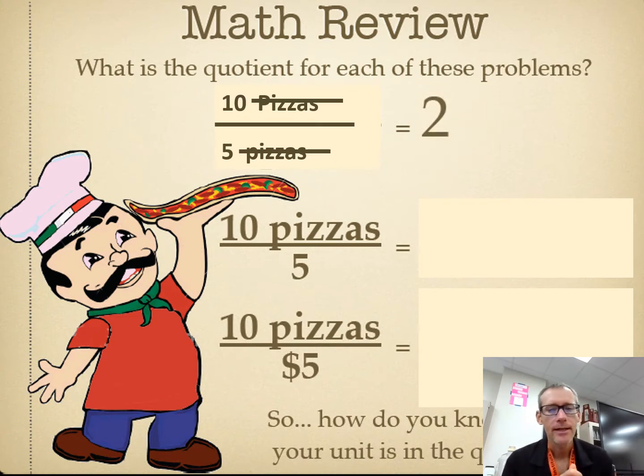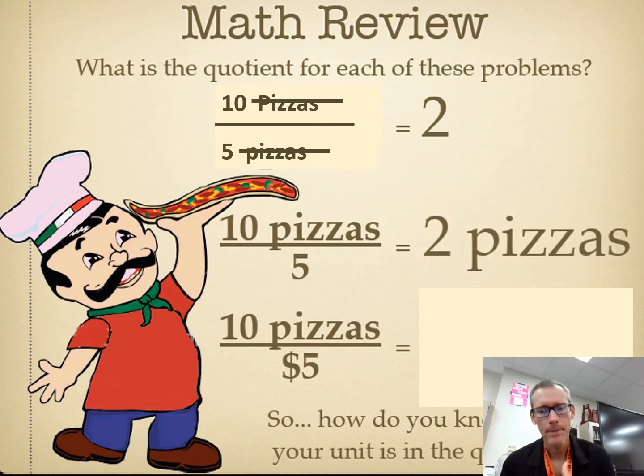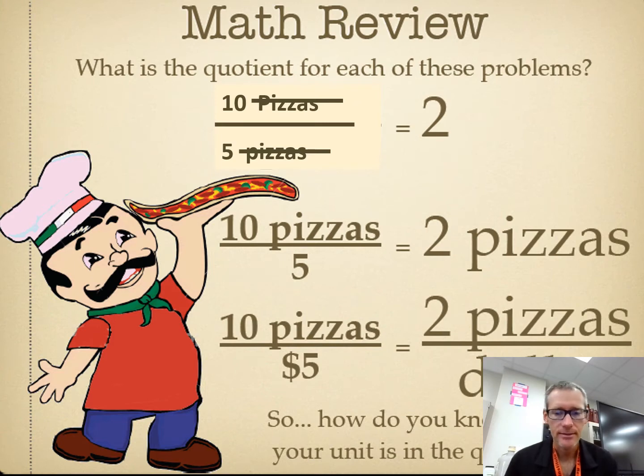Now, let's say we have 10 pizzas divided by 5. There's no unit for the 5, so you can't cancel pizzas out. The answer is still 2, but you have 2 pizzas. Now, if we change the unit with dollars on the bottom, the answer is still 2, but then it's pizzas per dollar. So for every $1, you get 2 pizzas. Sounds like a good deal.